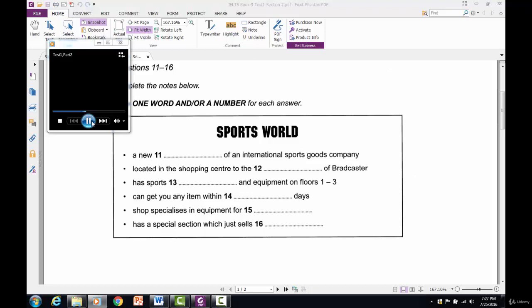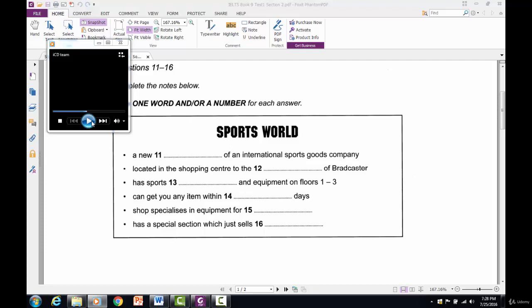As well as that, a whole section of the third floor is devoted to sports bags. All right, so number 16 is bags. B-A-G-S. They said they have a whole section devoted to. When they say devoted to, that is a synonym for just sales. Devoted to just sales. All right, so the answer is bags.